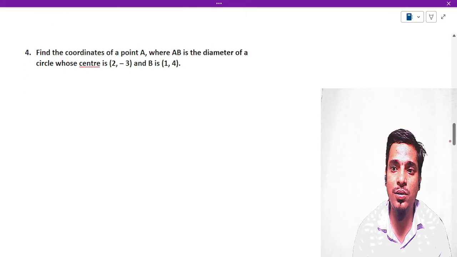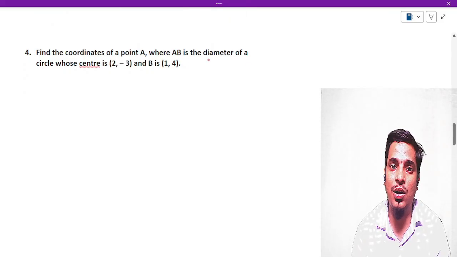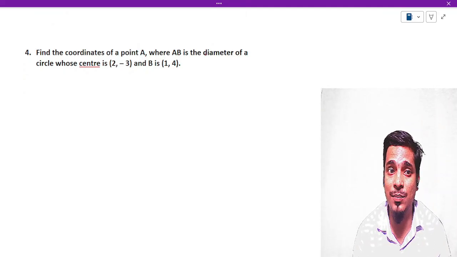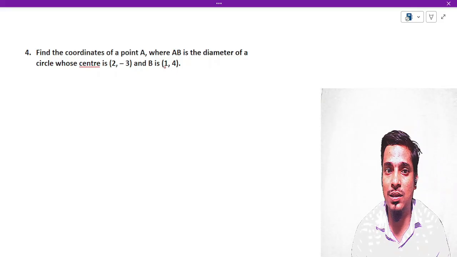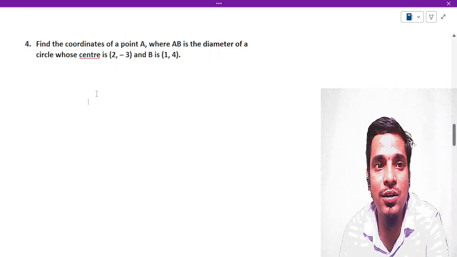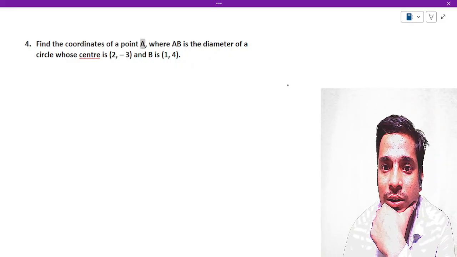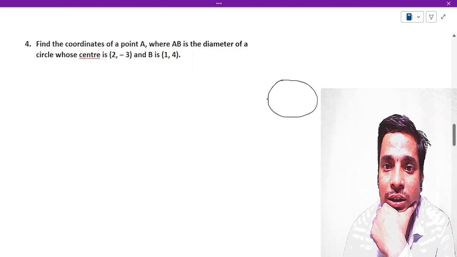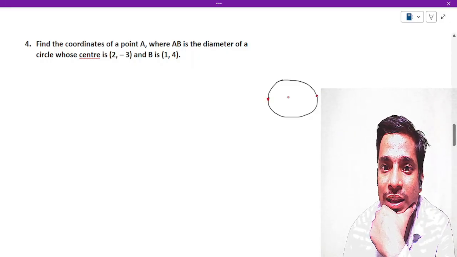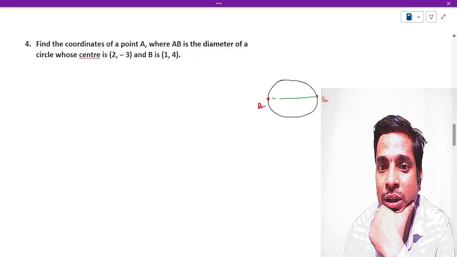This question is very important. We have been given the coordinates of a point B and the center, and we need to find the coordinates of point A, where AB is the diameter of a circle. So we have a circle in which A and B are the ends of the diameter. Diameter means a line segment passing through what? The center of the circle, right?